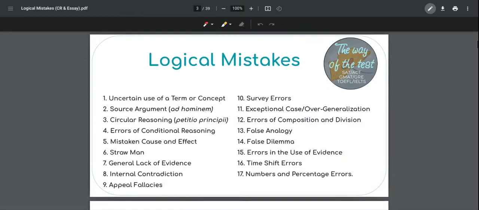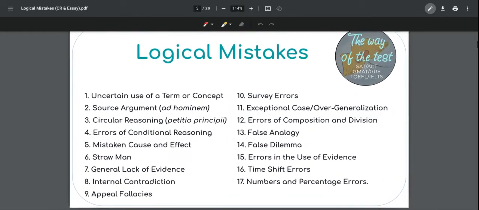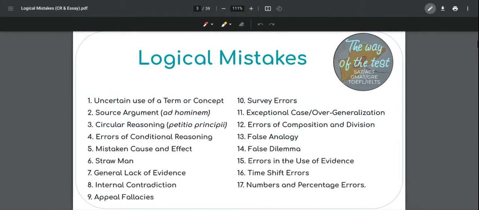Okay, so this is the list. We're going to see 17 logical mistakes because these are the most common ones used in the GMAT and GRE critical reasoning and essay sections. There are other minor mistakes that we have covered in the rules of logic videos. You can also check that here in the list.